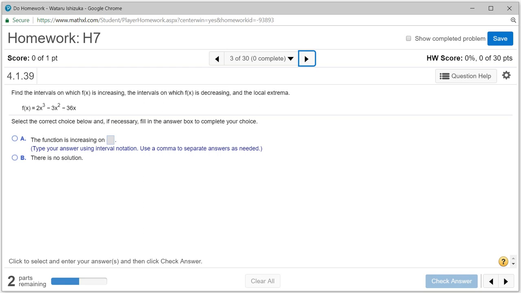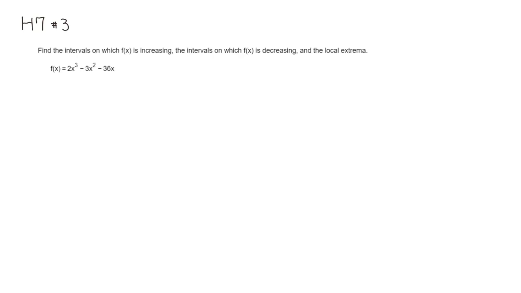All right, let's look at homework 7, problem number 3. We want to find the intervals of increase and decrease and the local extrema. So let's do that. First we need to find the derivative.